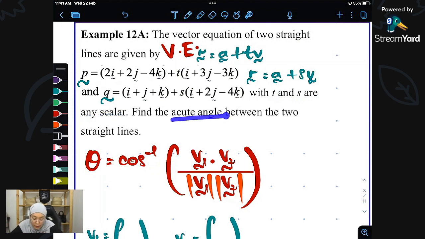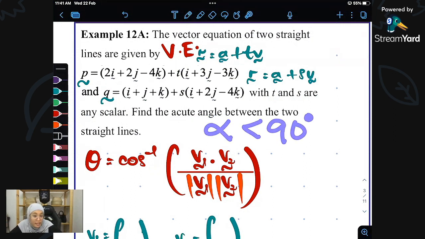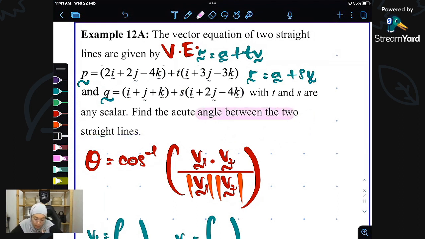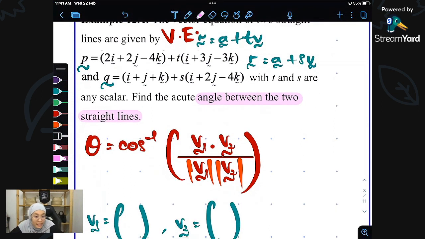And then find the acute angle. Acute angle means less than 90 degrees, between the two straight lines. So every time it says find the angle between the two straight lines, you don't need to be afraid of it. You just bring out this formula and then you scan that you need V1 and V2. That is all you need. We need the vector V1 and the vector V2. That is all we need.